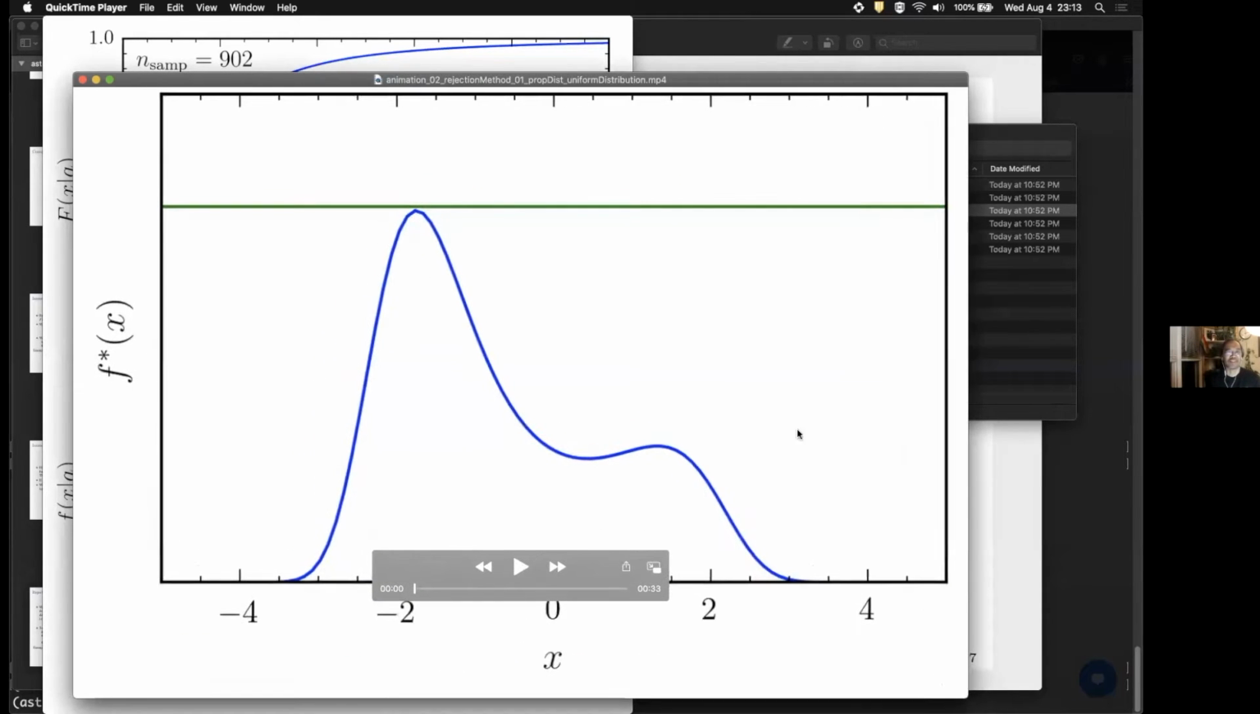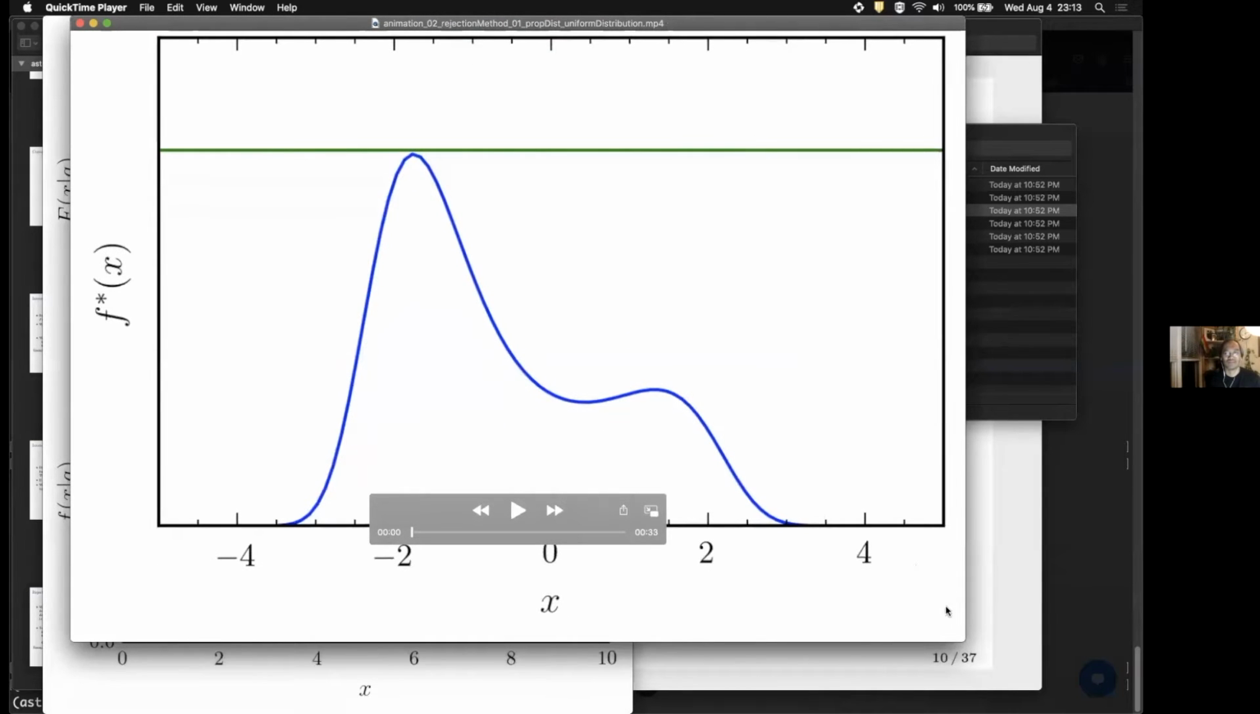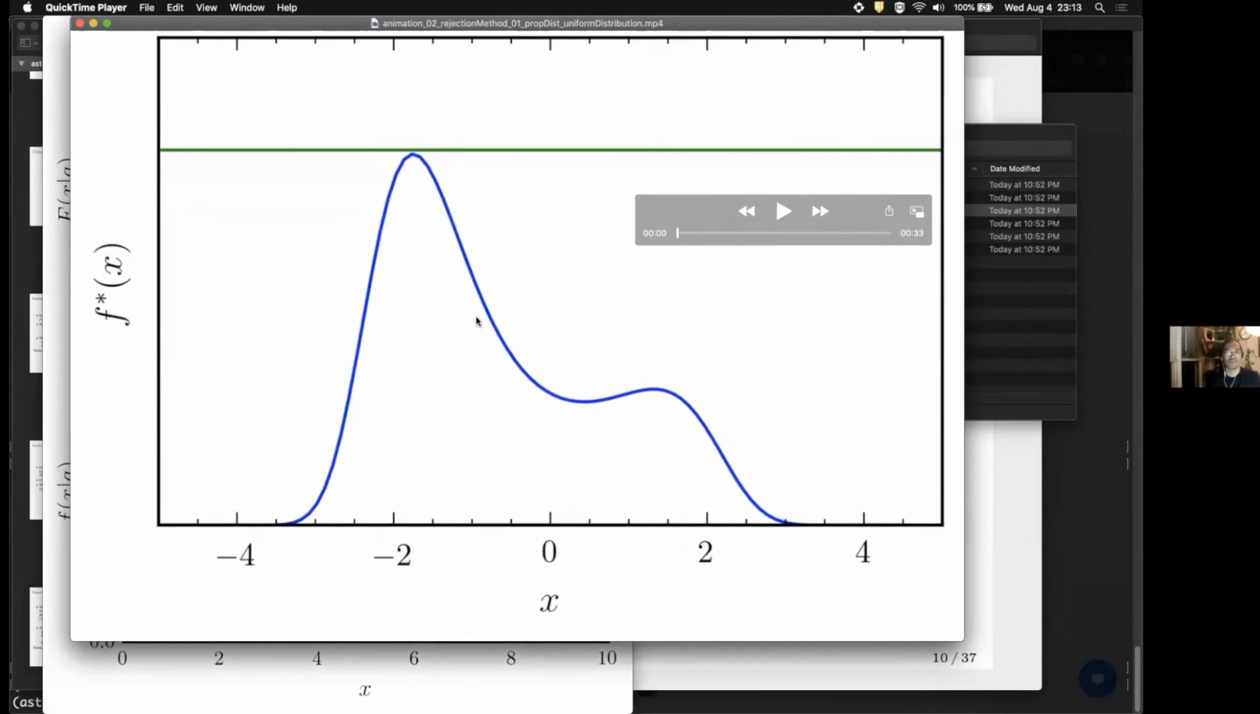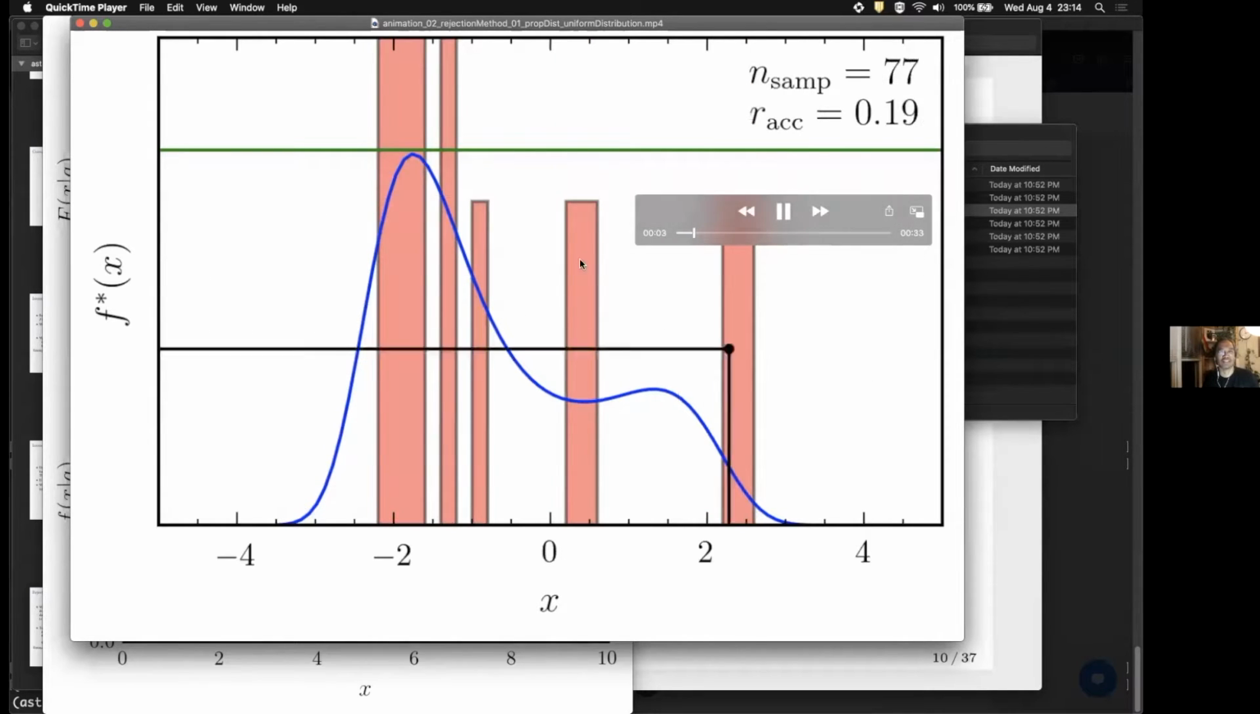Right, so this is the function that we want to sample. It's a bimodal function in blue, and the proposal distribution is just a constant. It's very easy to sample from a uniform distribution: just generate values between -5 and +5, and you get it. If we generate a point here, it will be less likely to be accepted than if we generate a point here. So that's the point.